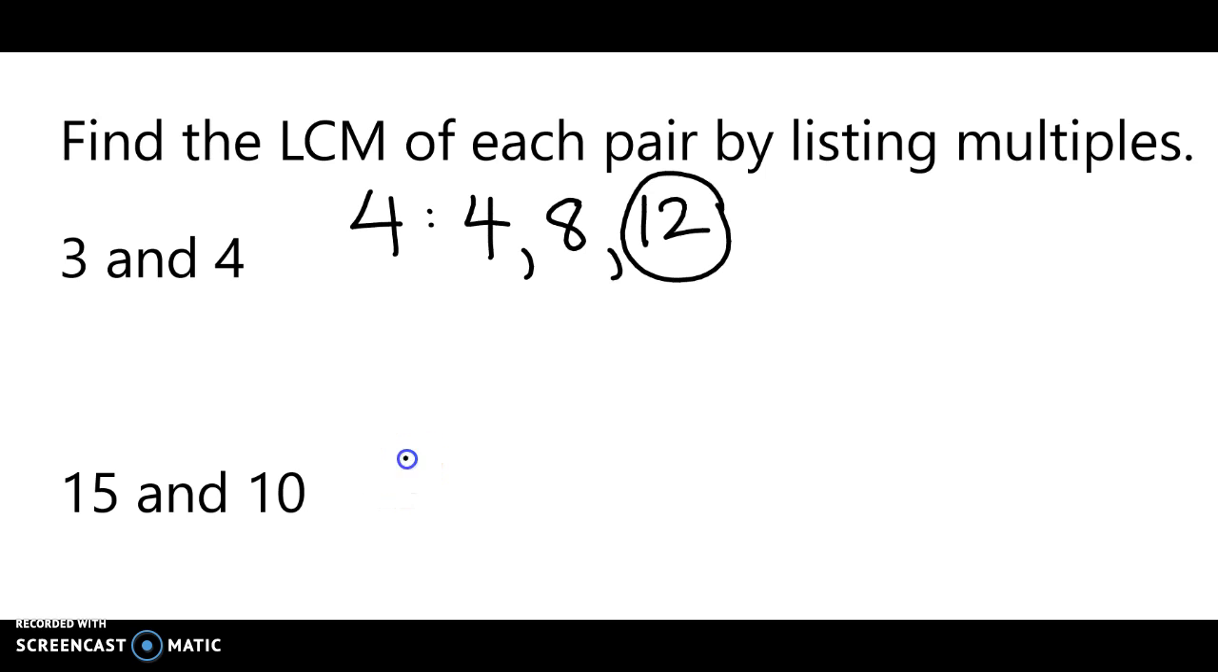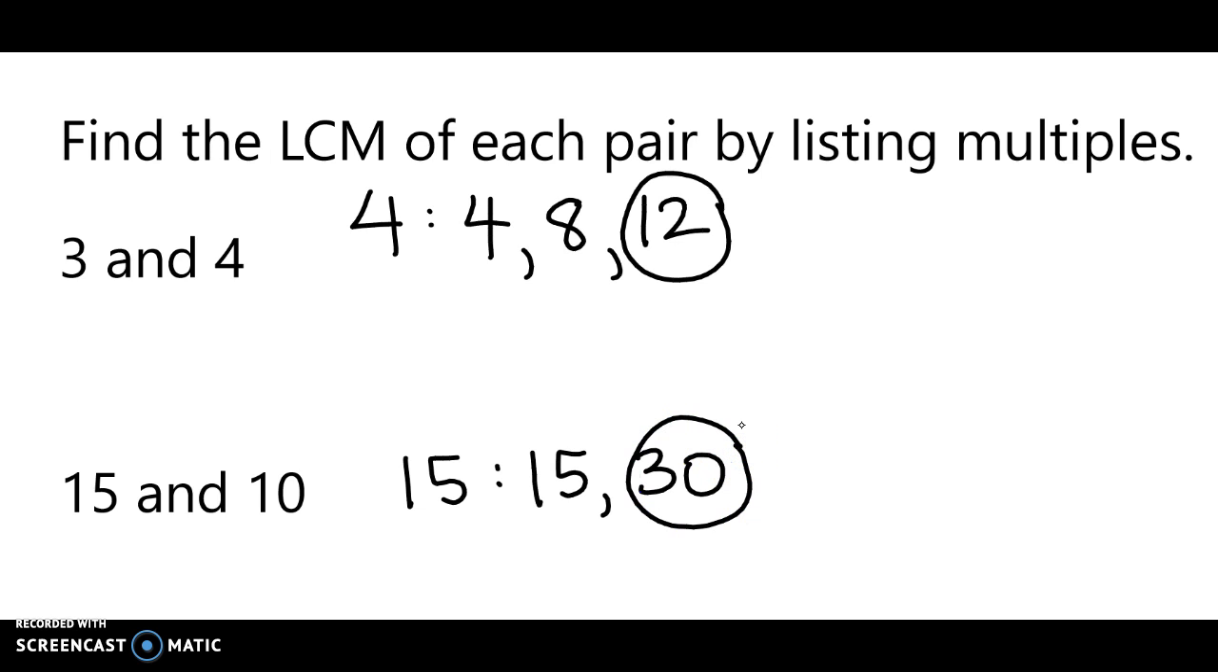Now let's take 15 and 10. We'll start by listing the multiples of 15, the bigger number. 15 times 1 is 15. 15 times 2 is 30. And we notice 10 goes into 30. That's the least common multiple. Notice that 15 and 10 had 5 in common, so you can't just multiply them together.